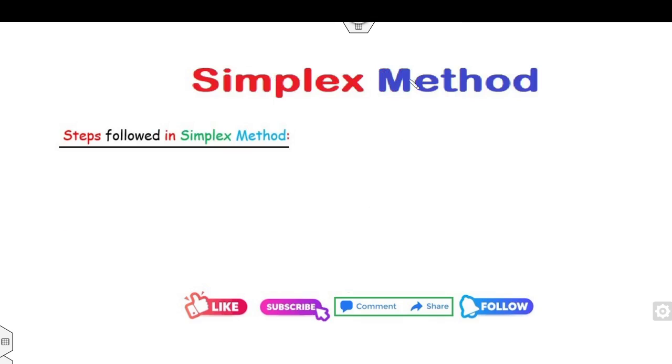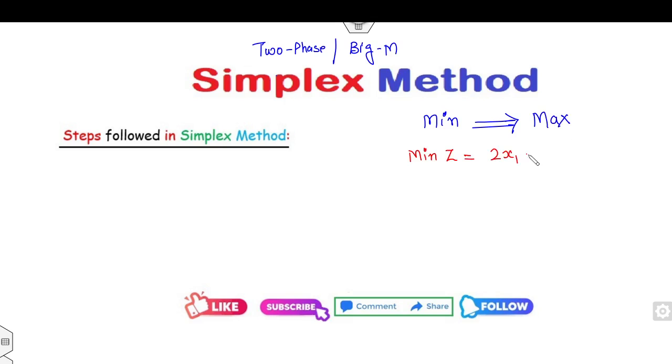Always remember, whenever you are using the simplex method, the two-phase method, or the big M method, your target is always to convert the minimization problem into the maximization problem. Like if you have the minimization of 2x1 minus x2, then your target is to convert it into the maximization problem by reversing the sign: minus 2x1 plus x2.